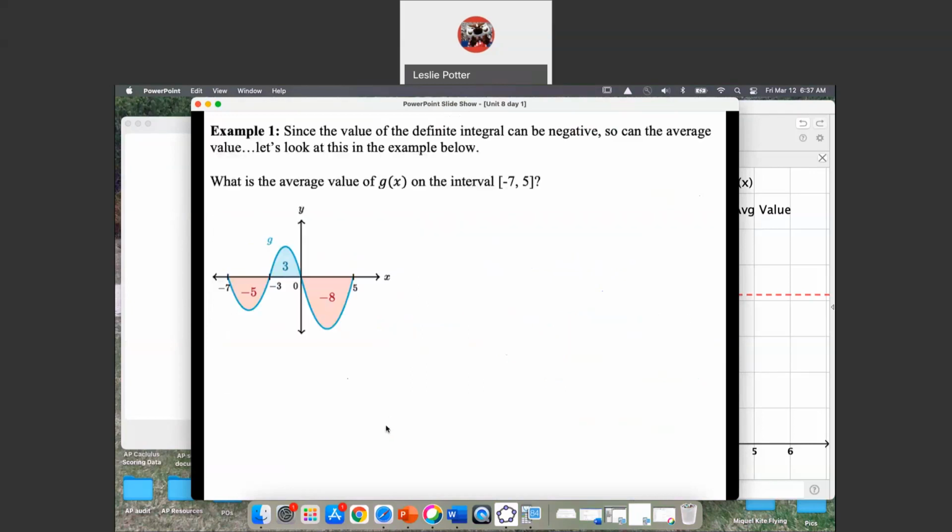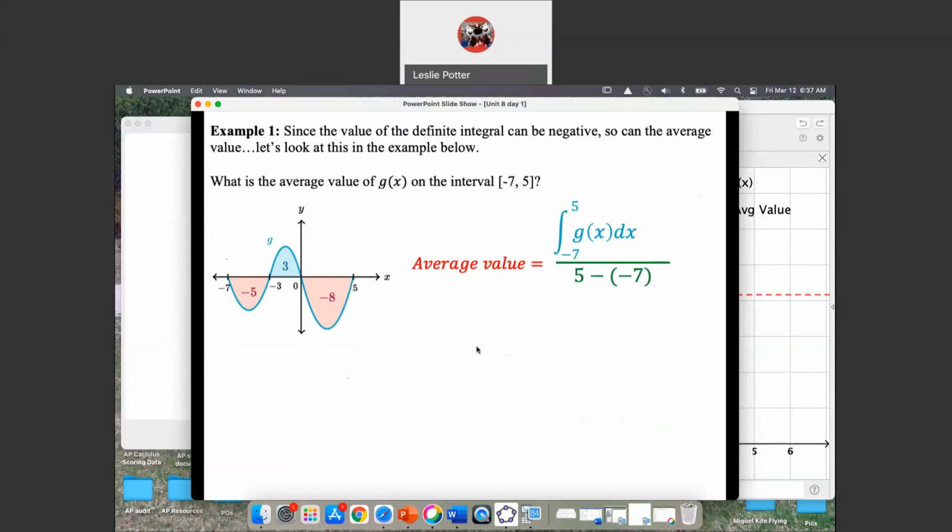So just to go through a quick example here, we've had something similar to this where we've given you a function and we've just told you the values of the regions between the function and the horizontal axis. So let's take this and make it into an average value question. So the question is, what is the average value of g of x on the interval from -7 to 5? So we know we need to integrate g of x from -7 to 5, and then we need to divide by the width of that interval, which is just the final coordinate minus the initial coordinate.